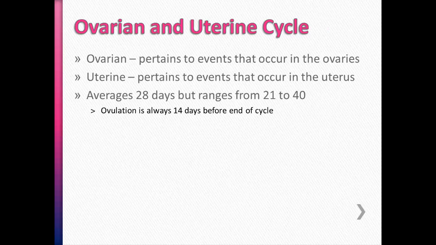Ovulation takes place 14 days before the end of the cycle. So if you had a 40-day cycle, then you would have ovulation on day 26. If you had a 21-day cycle, you would have ovulation occurring on day 7. So when you ovulate can vary at the beginning of your cycle, and that's what makes it a little trickier to know when exactly you're ovulating, because you don't know 2 weeks ahead how far ahead you're going to start your period.